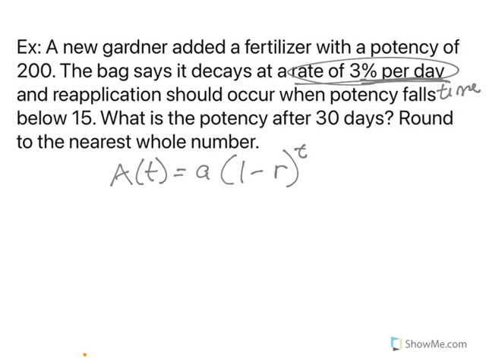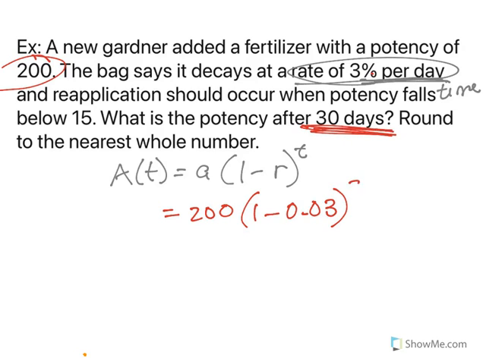Plug in what we know. My initial amount is 200. My rate of decay is 3%. Always change percent to a decimal to play with it. And we care about 30 days. My time is 30. So notice this falling below 15. That's not important here. We don't care. So now we do order of operations. Inside parentheses first. So 200 times, 1 minus 0.03 is 0.97, raised to the 30th power.